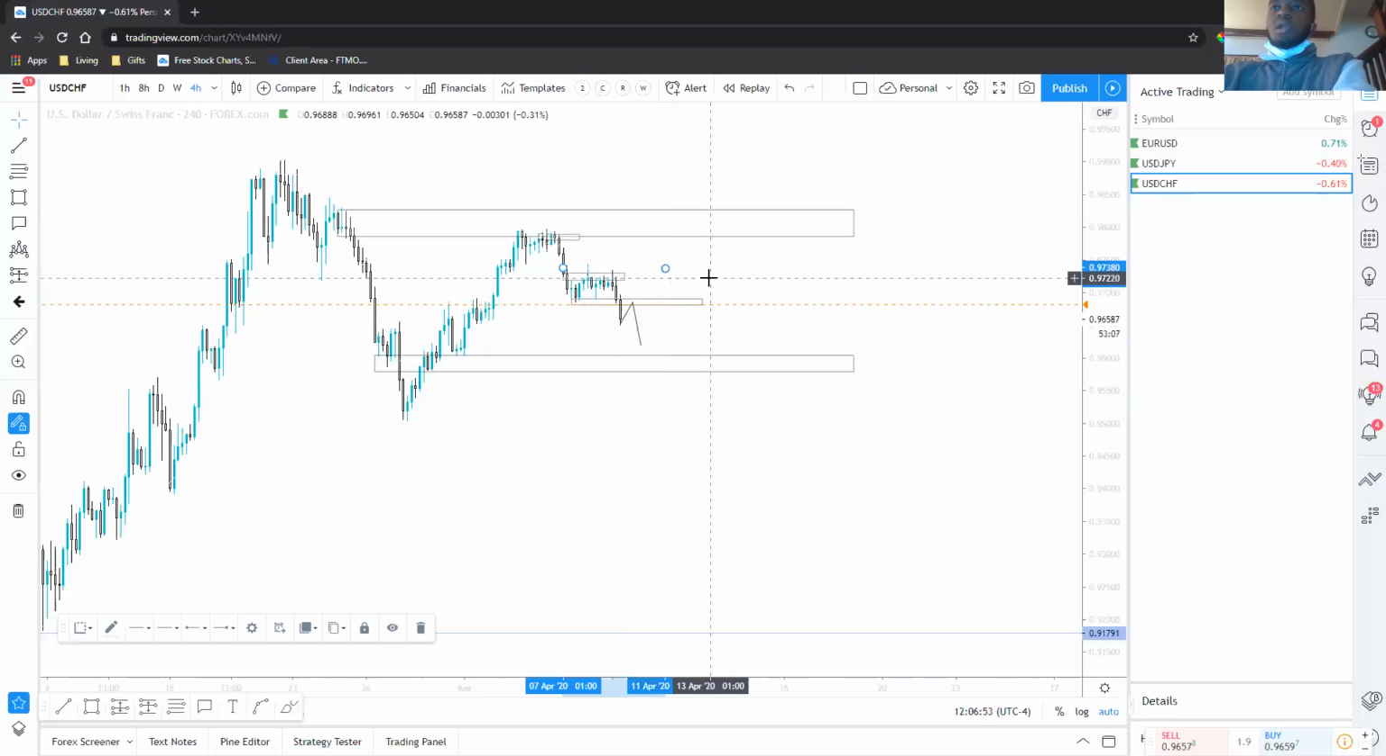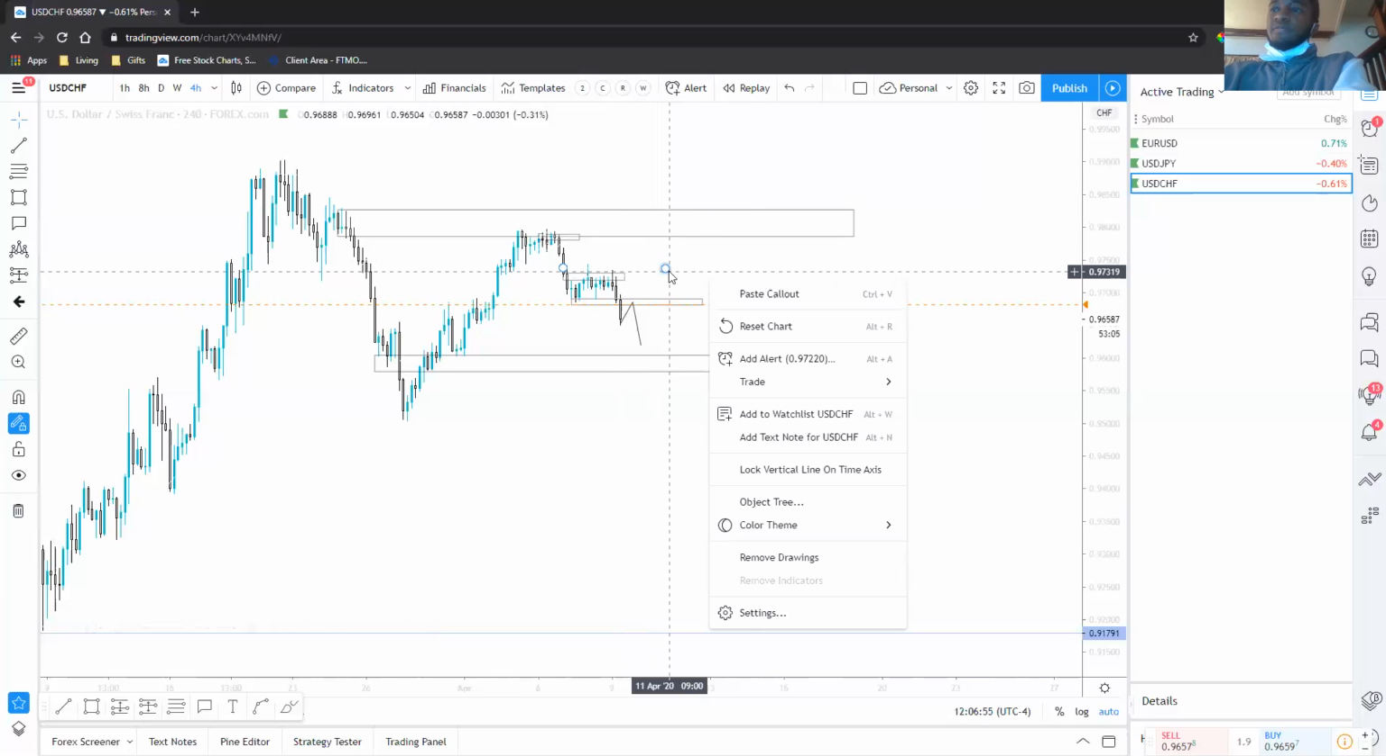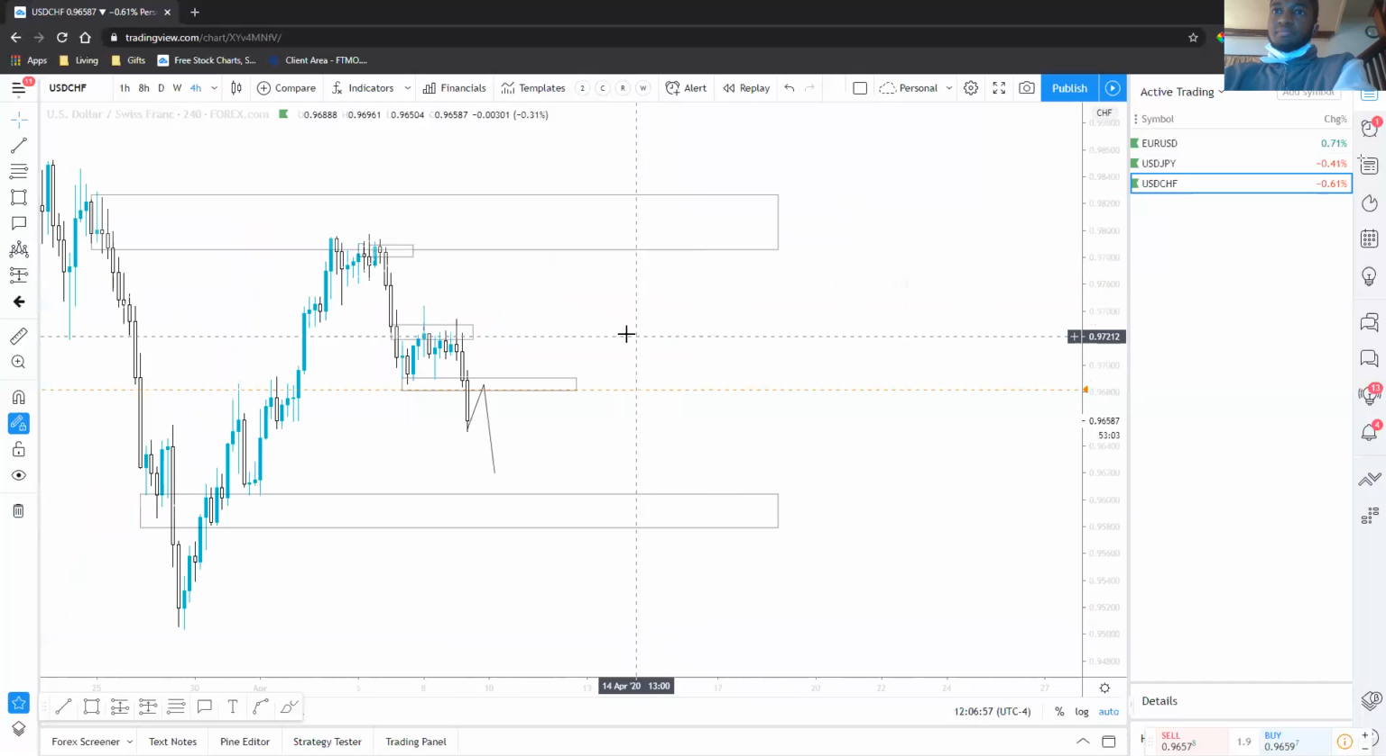But yeah, that's essentially what I wanted to go over, guys. Really brief, just an overview of those trades.